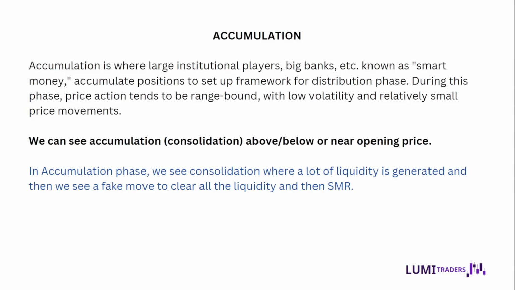Okay, accumulation is where large institutional players, big banks, so we all know them as smart money, accumulate positions to set up a framework for the distribution phase. During this phase, price action tends to look range bound with low volatility, relatively small price movements, so consolidation. We can say accumulation is consolidation above, below, or near the opening price. In the accumulation phase, we see consolidation where a lot of liquidity is generated, and then we see a fake move to clear all liquidity and then a smart money reversal.